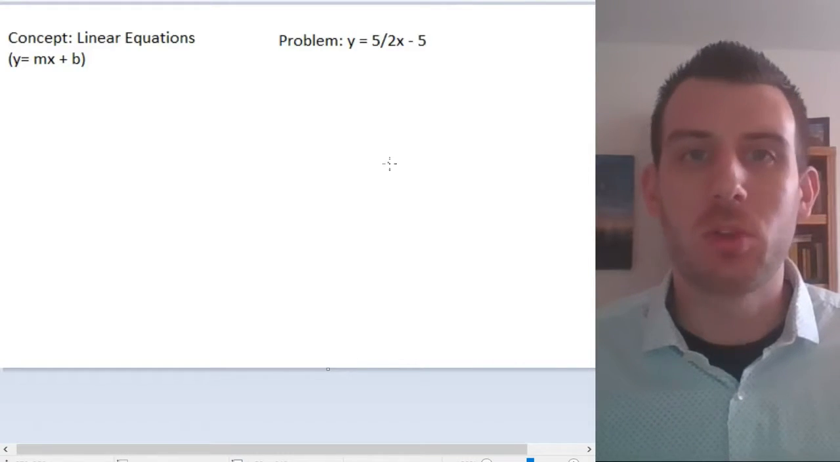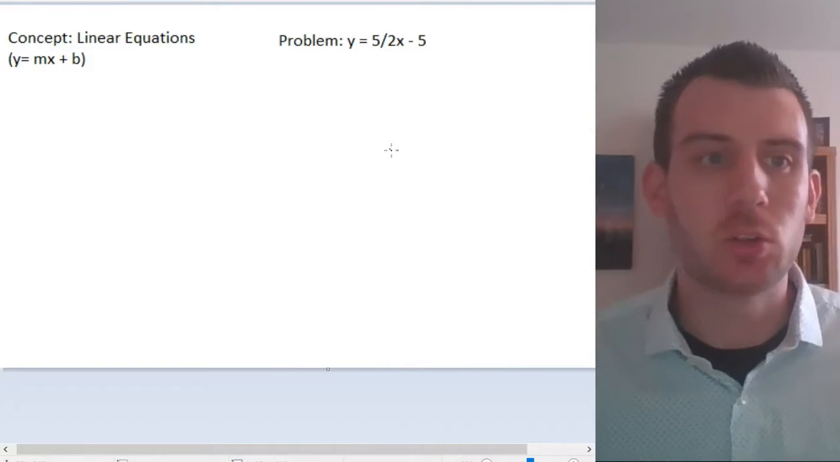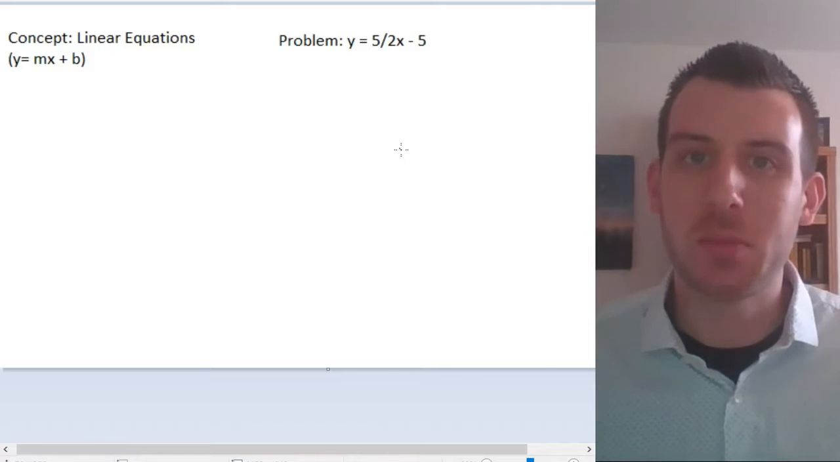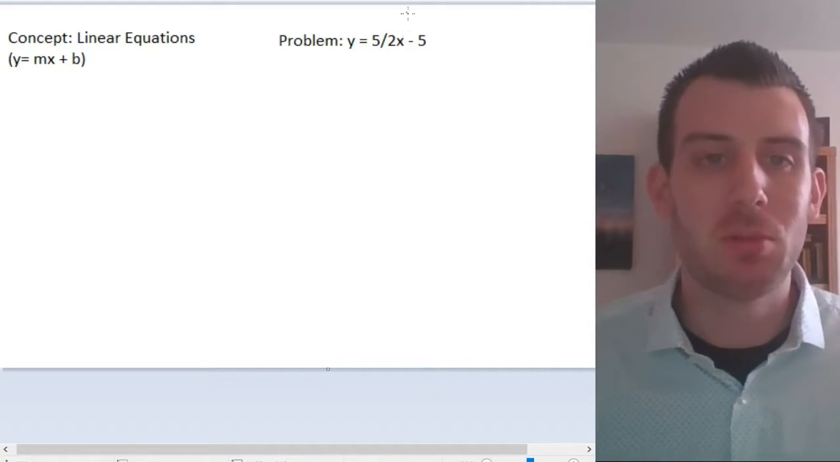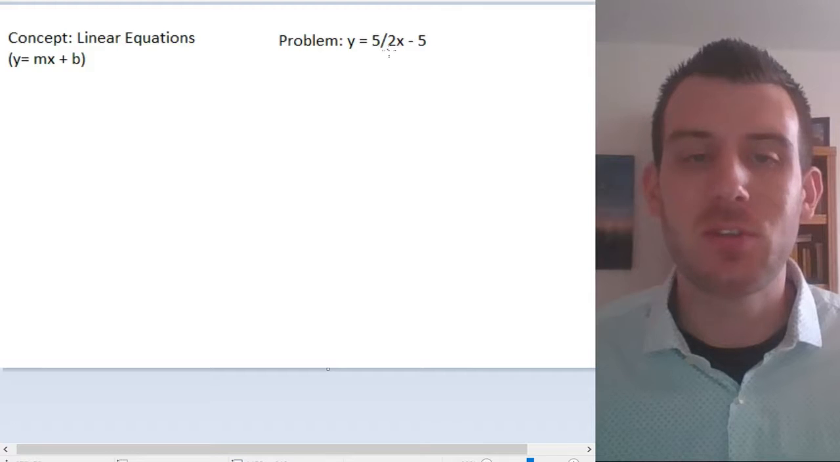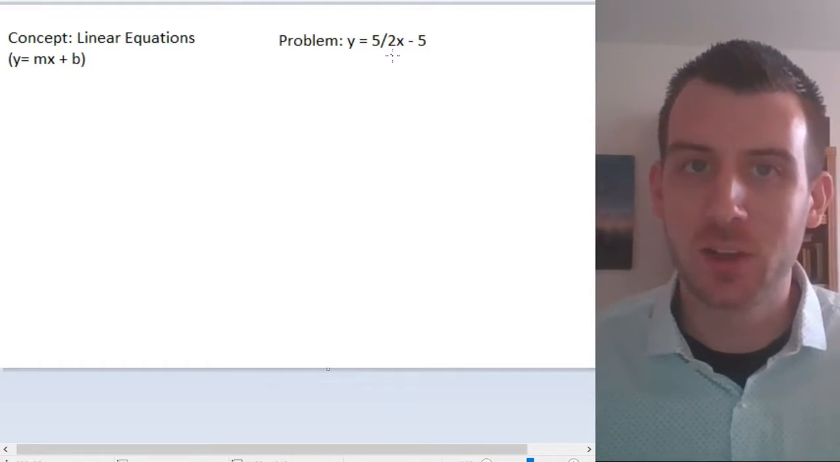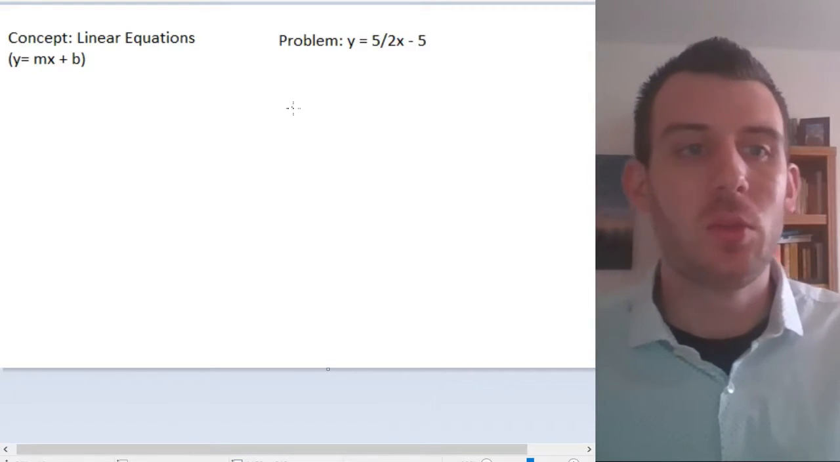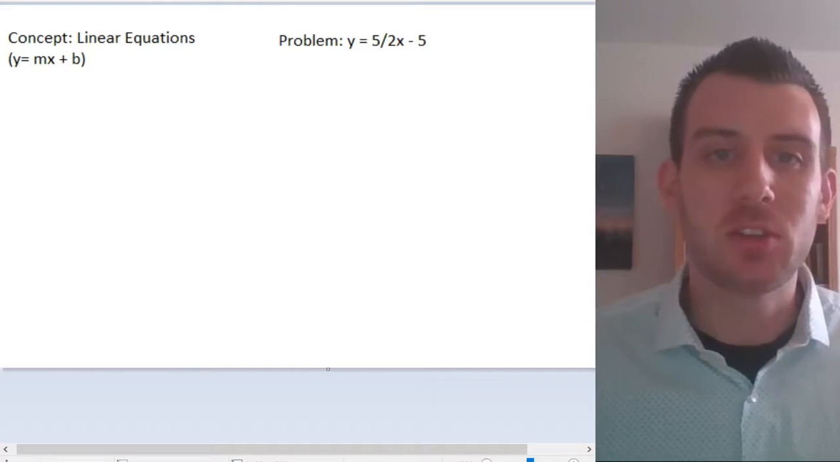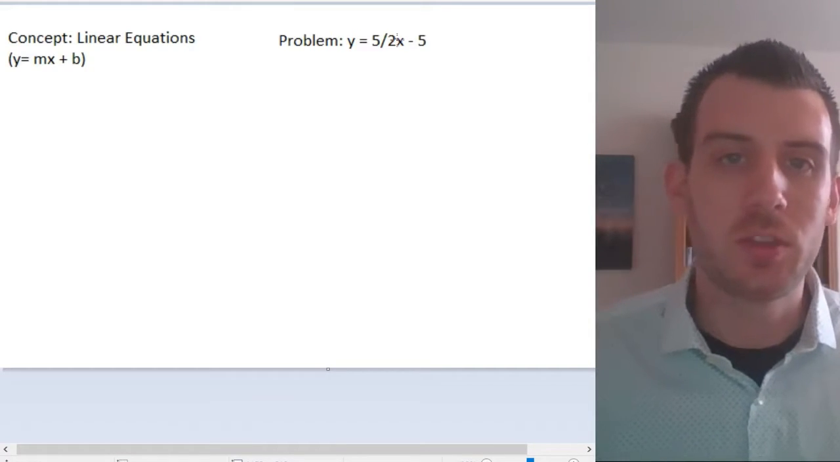So you gave me a problem and said that you were working on linear equations, this idea of y equals mx plus b. And the specific problem was y equals 5 over 2x minus 5. So how do we begin this? Well, this idea of y equals mx plus b, it's a good idea to first understand what this formula means.